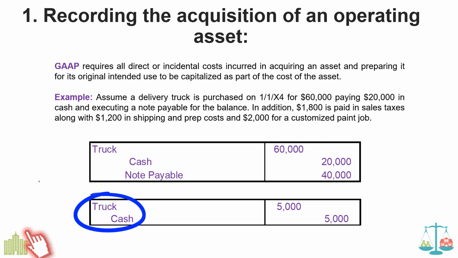Why is that? You can't buy the truck unless you pay sales tax upon purchase. It's just required. And you can't use the truck unless you get it shipped to the proper location so that you can then utilize it the way you want, and it's properly prepped for its original use. And the fact of the matter is maybe we don't really have to have some customized paint job, but I want to have that for this to properly represent my business. And so I'm going to do the paint job to get it ready for its original intended use. So any of these costs here to acquire and get it ready to go before we actually start using it would be reflected as capitalized costs as part of the cost of the truck.